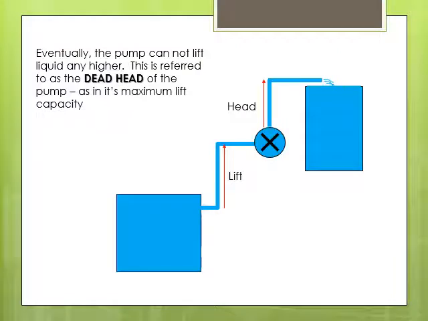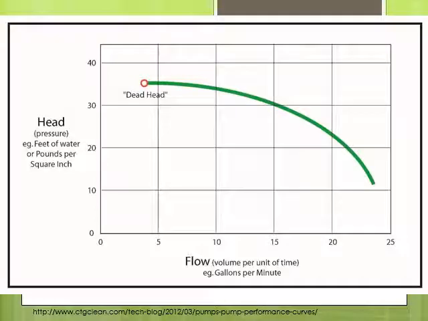Another term is deadhead. Now this has nothing to do with geraniums. What it means is that if you have a pump that's sucking up water and pushing water higher and higher and higher, eventually the pump can't push the water any higher and the water stops flowing. That is the dead head height. So here's a graph showing down here is the flow rate. This is gallons per minute. And as the height that we pump increases, you can see the flow starts to decrease until eventually the flow basically stops. And that is the maximum height that the pump can push water.